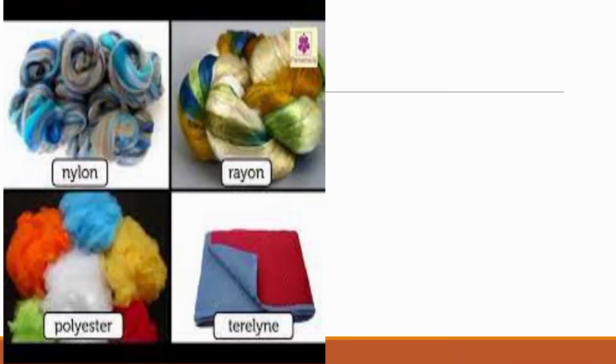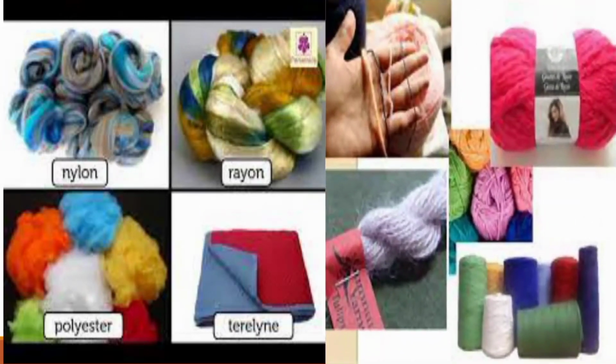Now, the non-cellulose-based fibers are gotten entirely from mineral substances such as coal, petroleum, and so on. Examples of the non-cellulose-based fibers are nylon, polyester, and acrylic. But examples of the cellulose-based fibers, we have our rayon, we have our acetate. These are the two examples of what? Cellulose-based: rayon, acetate.